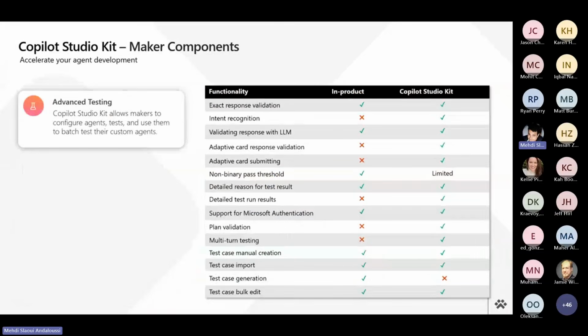So going back to that advanced testing piece, the product has evals, and you can see more and more of the testing functionality that is in the kit, that up until now was only in the kit, is going to start showing up in product. You can see here a side-by-side of what's in product and what's in the Copilot Studio Kit. You will see this getting into the green pretty quickly over the next few months.